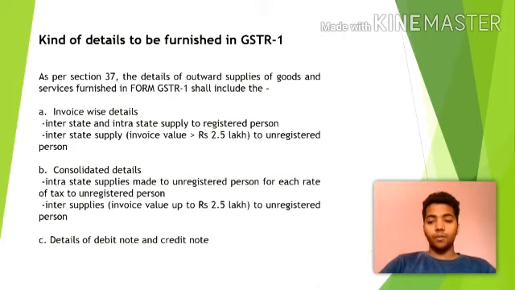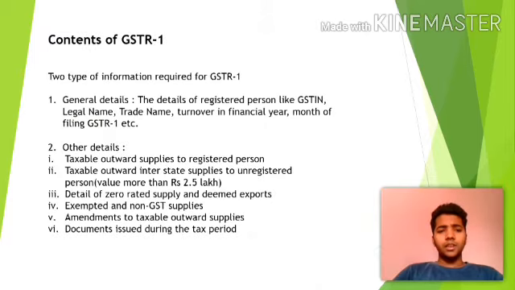services. So guys, in this slide we are going to discuss the content of GST return 1. There are two kinds of information we need to file the GST return 1. The first one is general details: the details of the registered person who is liable to pay the tax, like GSTIN, legal name, trade name, turnover in the financial year and month of filing the return, etc. These are the general details we need to file the GST return.